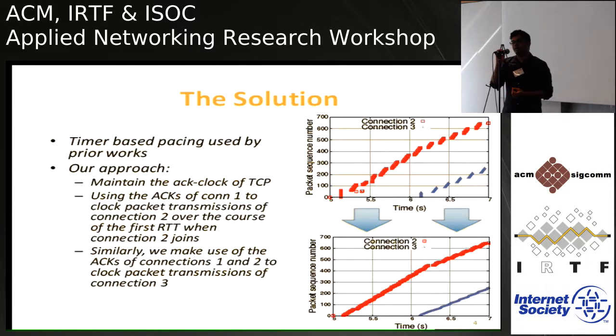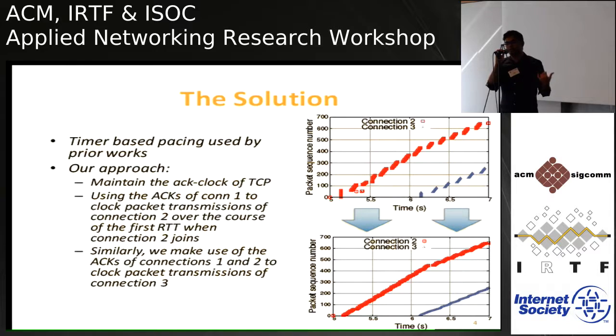Prior approaches have used some kind of timer-based solutions for pacing. Here, our approach is simple, and we propose to maintain the ACK clock of TCP connections. As you can see, the graph below shows that when connection 2 joins after 5 seconds, it uses the ACK clock of connection 1 to clock out the packet transmission over the course of 1 RTT.